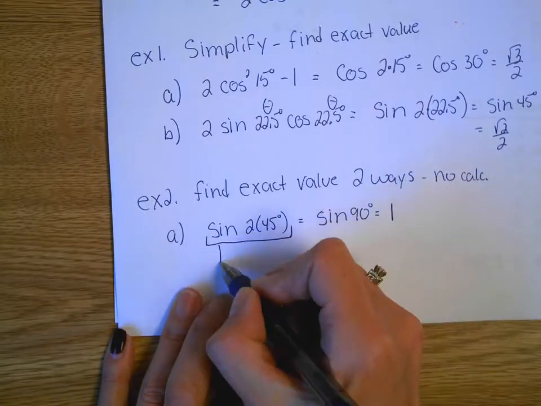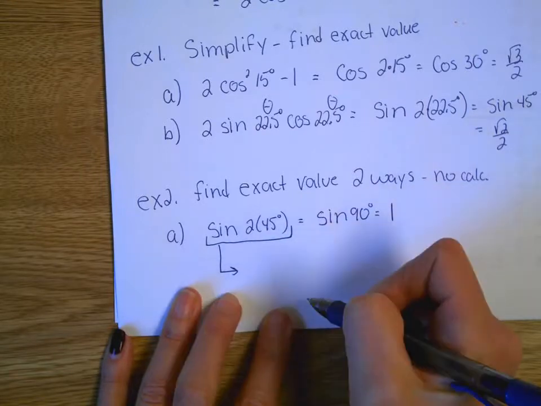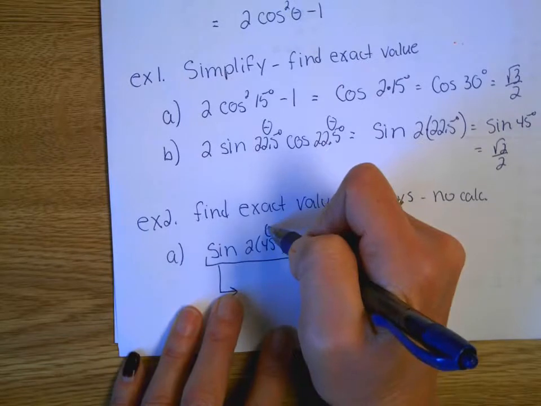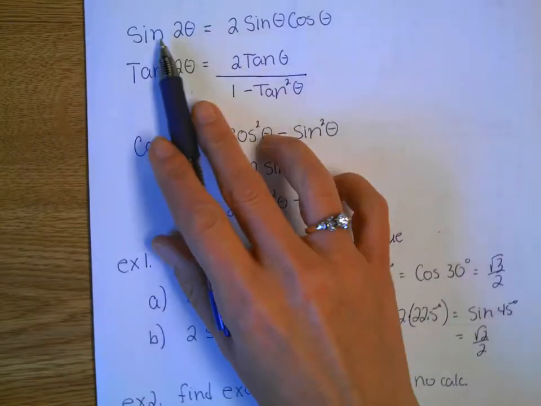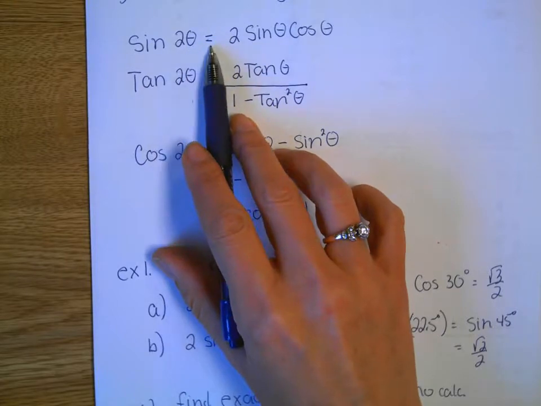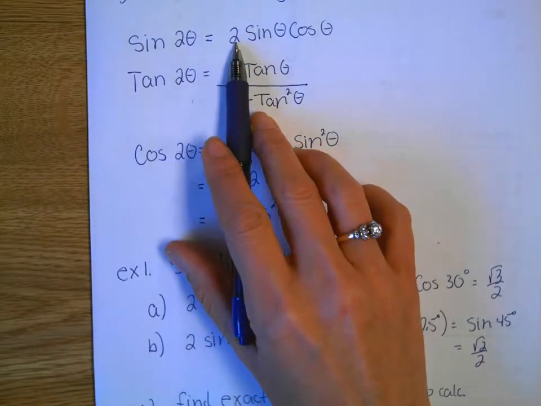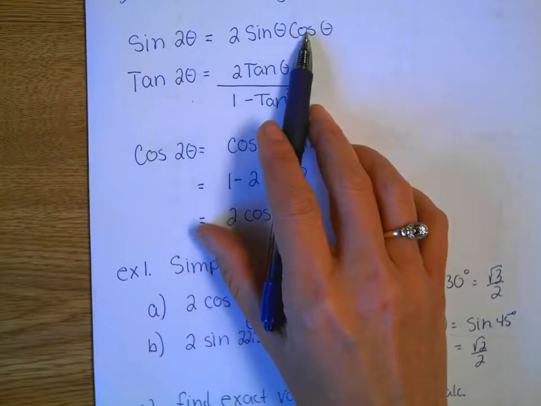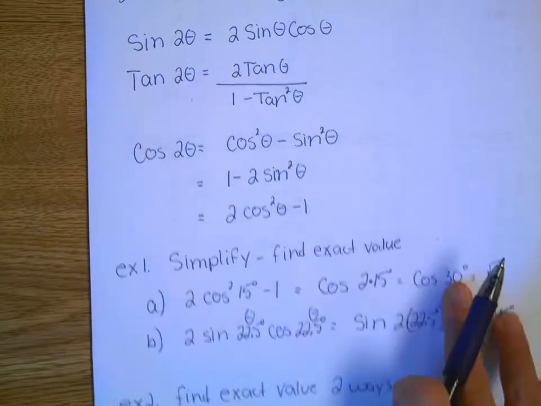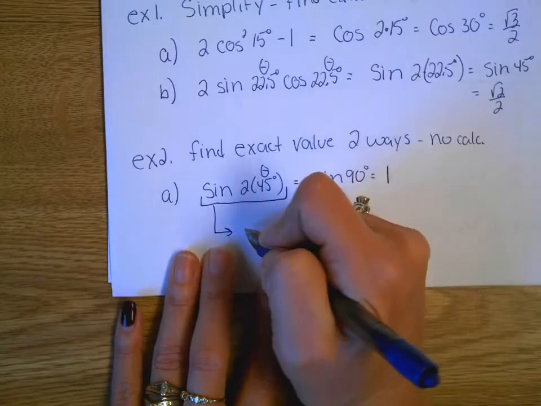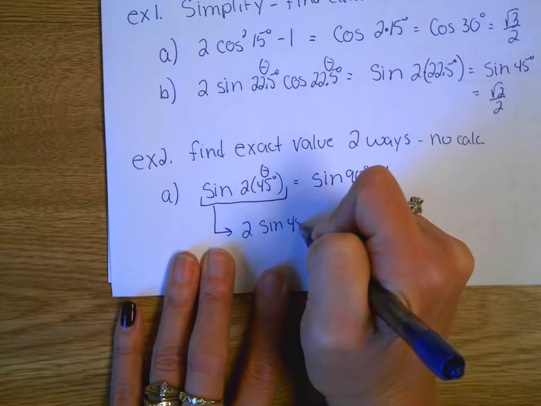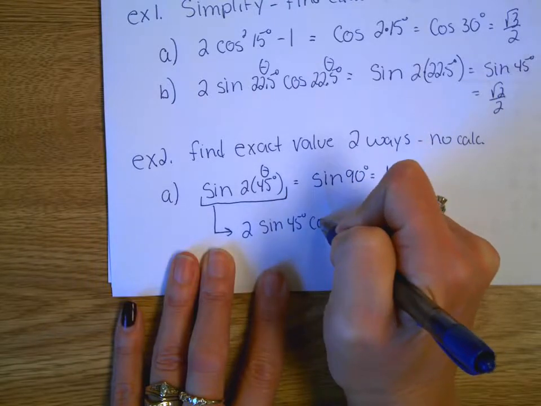Follow the identity for 2 theta. So I'm going to follow this identity right here. Sine of 2 theta, where my theta is a 45, equals 2 times the sine of 45 times the cosine of 45. So I'm just going to expand it.